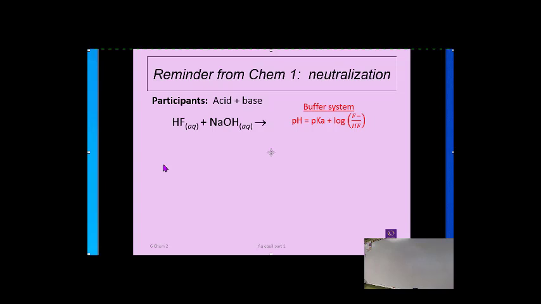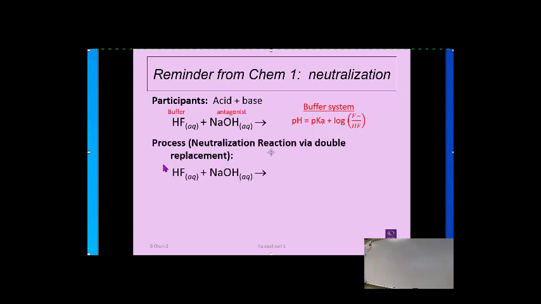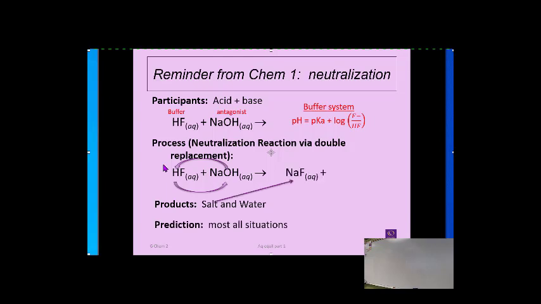So obviously, acid and base, does anybody remember? Acid plus base makes water and salt, right? But what you need to understand, this is Chem 1, right? Acid and base make salt and water, but now you have a new understanding.